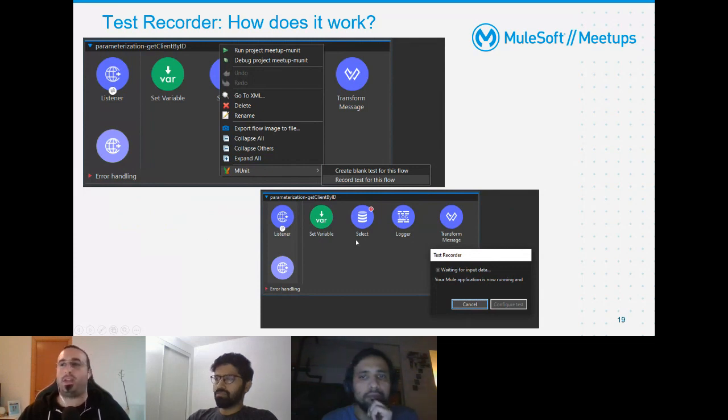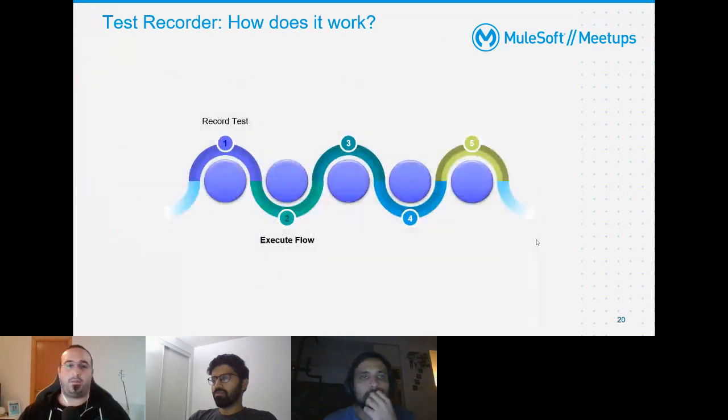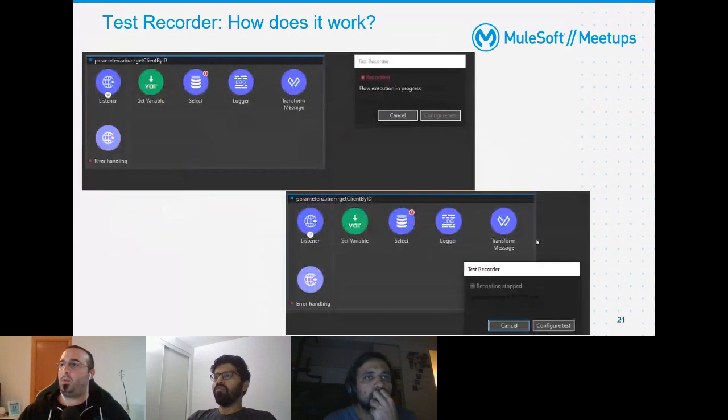For example, if we expose an HTTP listener, we execute the flow by calling it from a client like Postman, SoapUI, whatever you want to use. So that will be the second step: execute the flow. When you send the request, let's say from Postman, you will be able to see that this window changes the message to recording. Here it is taking all the information as it passes through the application.